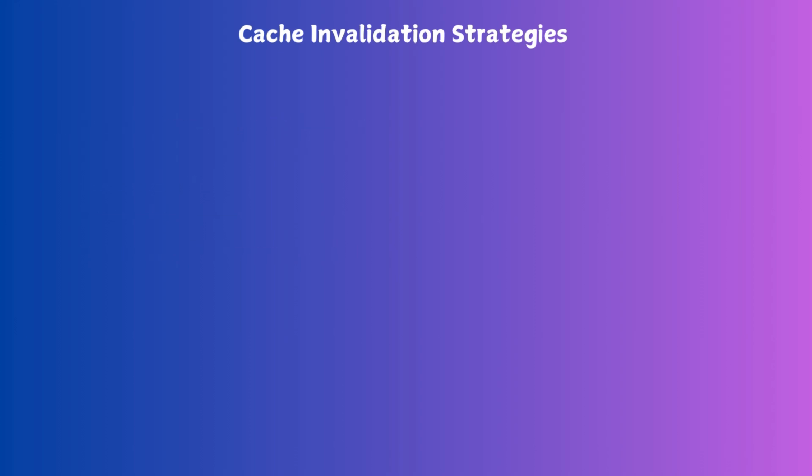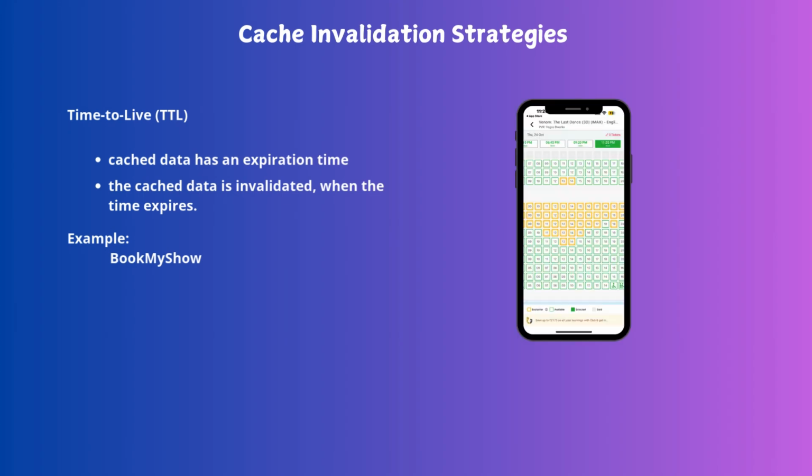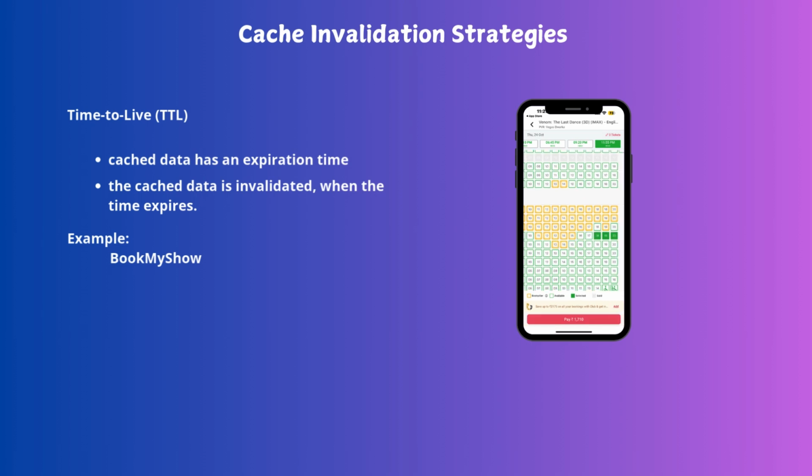Let's dive into the time to live cache strategy. This is the simplest method where cache data has an expiration time. Once that time expires, the cache data is invalidated, and the system fetches fresh data from the source. Let's take the example of BookMyShow, the popular movie and event ticket booking platform. When you're booking a seat for a show, the system holds or reserves that seat for you temporarily, preventing others from booking it at the same time. This reservation is cached for a short time, giving you a window to complete your payment.